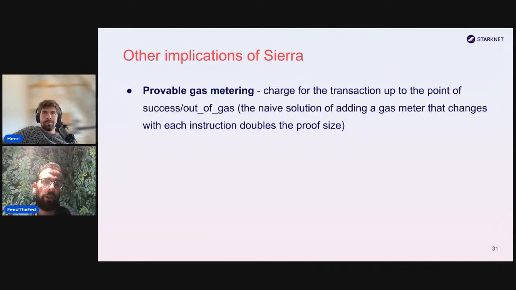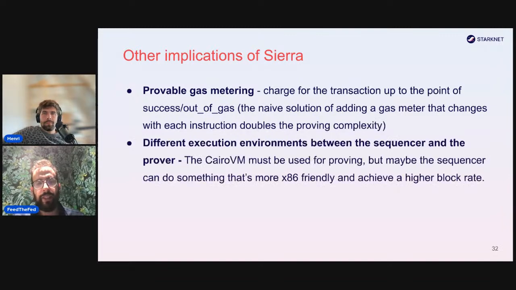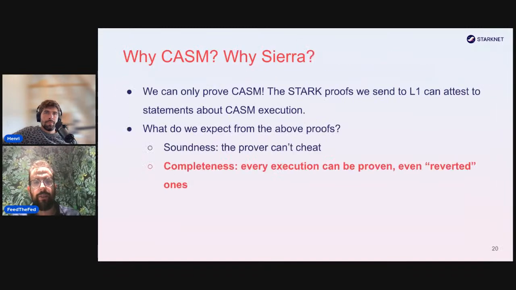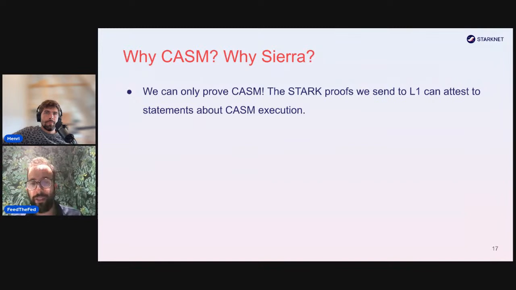And Sierra gives us a way to sort of overcome it. There is still an overhead, of course, but it is not the overhead of updating a gas counter after every instruction. And I'll talk about it in a bit. The second big thing is separation of the execution environments. So recall that back here, I said that we need CASM to prove things. So the prover has to know how to execute and prove Cairo assembly. No way around it there.